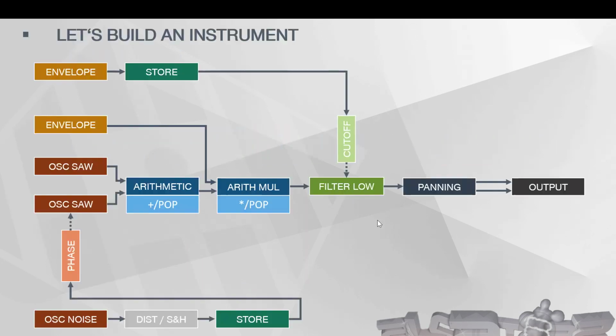So now let's build an instrument. And this is the instrument we're gonna build. So what do we have here? We have 1, 2 envelopes. We have 1, 2, 3 oscillators. We are using different arithmetic units. We have distortion, sample and hold. We use the store. We're gonna create a control instrument that will control the cutoff value of the filter. And this is what it looks like.